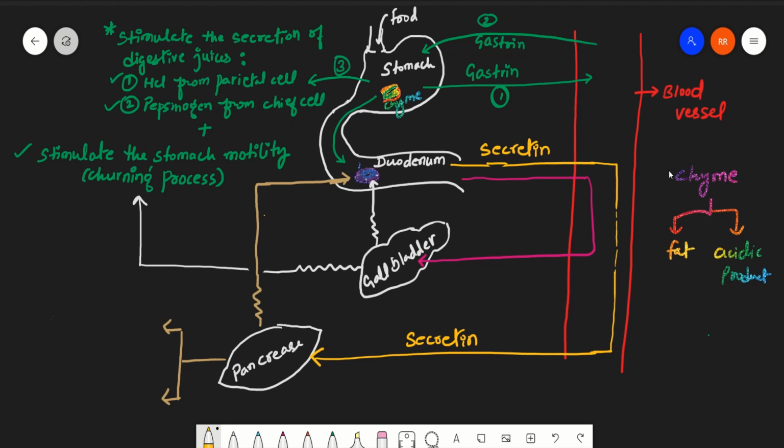It will stimulate the pancreas to release a bicarbonate rich solution. So this bicarbonate rich solution will neutralize the acidity of the chyme. This acidity of the chyme will be neutralized by the bicarbonate solution.